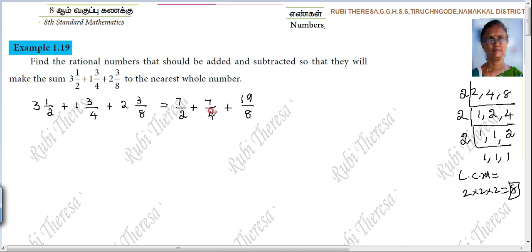So among these three, you got to see the highest one. 8. Is it coming in 2 table or not? Yes. It comes. Then 8. Is it the multiple of 4? Does it come in the 4 table or not? Yes. Then 8 is the LCM. No need to do these many steps here.